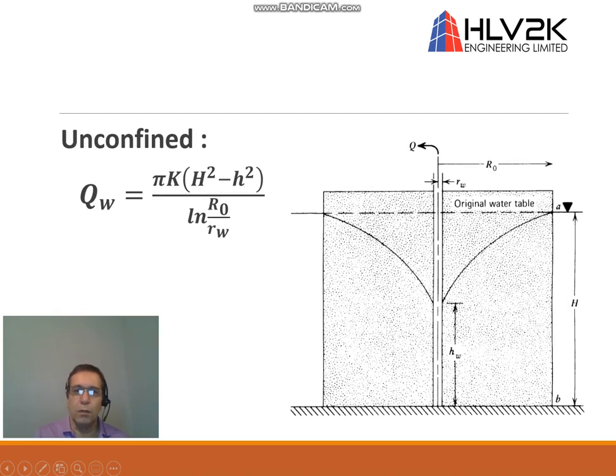And this is for unconfined aquifers. Same thing, but here we have the water table. So capital H is the elevation of the groundwater table from a datum, which usually is a bedrock or an impervious layer. R naught is the radius of influence, and R sub w is the radius of the well.